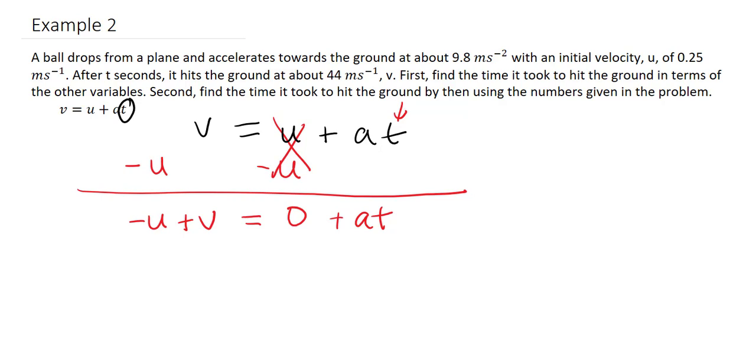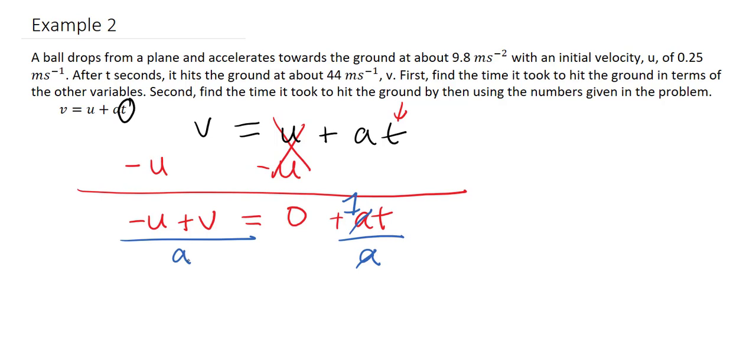Then, since we have at all by itself on one side, let's get rid of the a. And how we do this is we just divide on both sides. So this just becomes a 1, so now we just have t. And then we divide both of these by a.